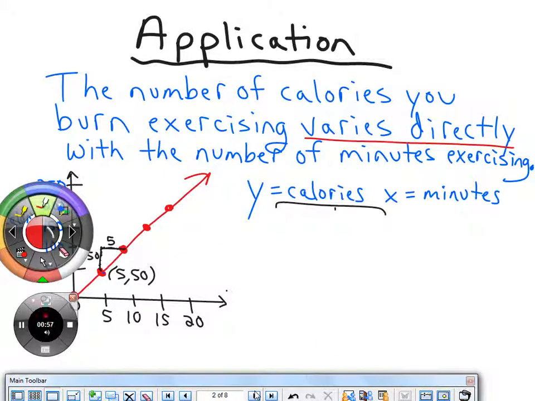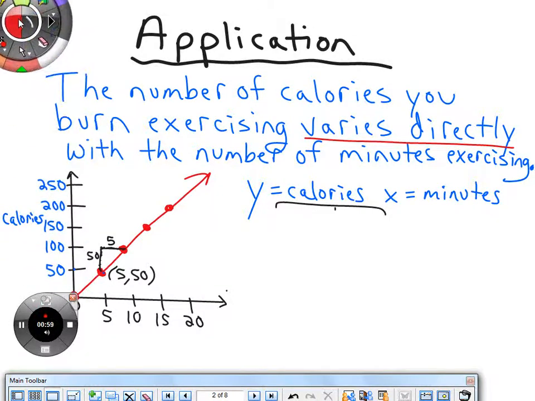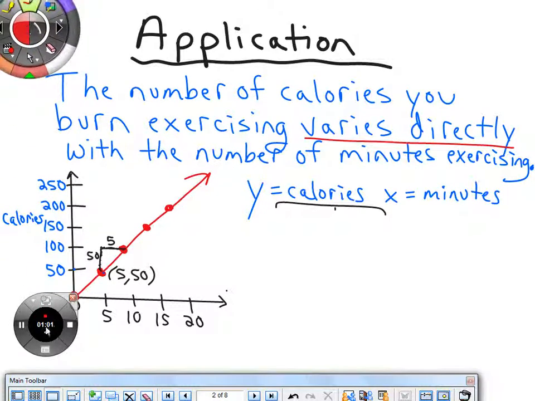All right, I wanted to start off with an application. So let's say we exercise, and we would say that the number of calories that you burn exercising varies directly with the number of minutes that you're exercising. So if you exercise for more minutes, you burn more calories, of course, and so that relationship is a direct relationship, direct variation.